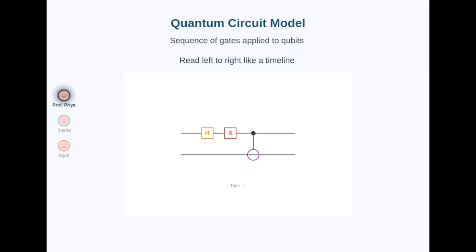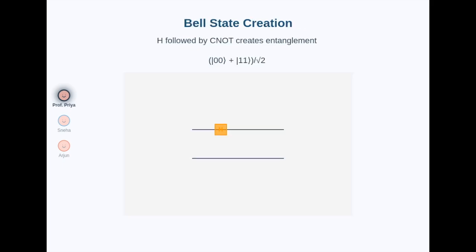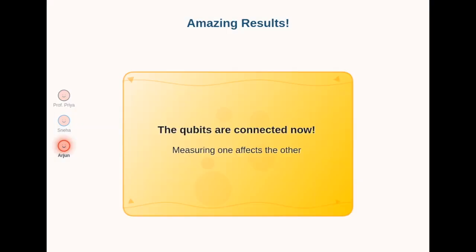Absolutely, Sneha. A quantum circuit is a sequence of gates applied to qubits. We read circuits from left to right like a timeline of operations. Here's a famous example. Applying a Hadamard gate followed by a CNOT creates an entangled Bell state, a superposition of 00 and 11. Wow! So the qubits become connected through entanglement. If we measure one, it immediately affects the other, right?